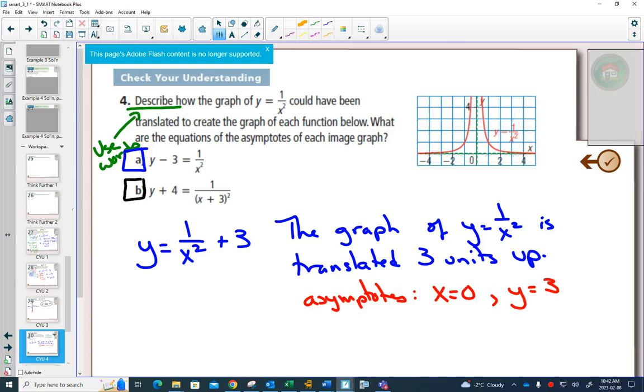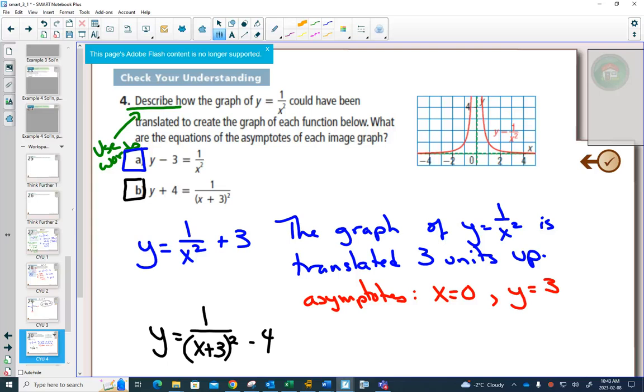Second one I'm going to do in black. I'm going to move that 4 over. So compared to my original graph, where the x is, I now have x plus 3. Afterwards, where I had nothing, I now have minus 4. So inside the function, I've got the plus 3. Outside the function, I have a minus 4.